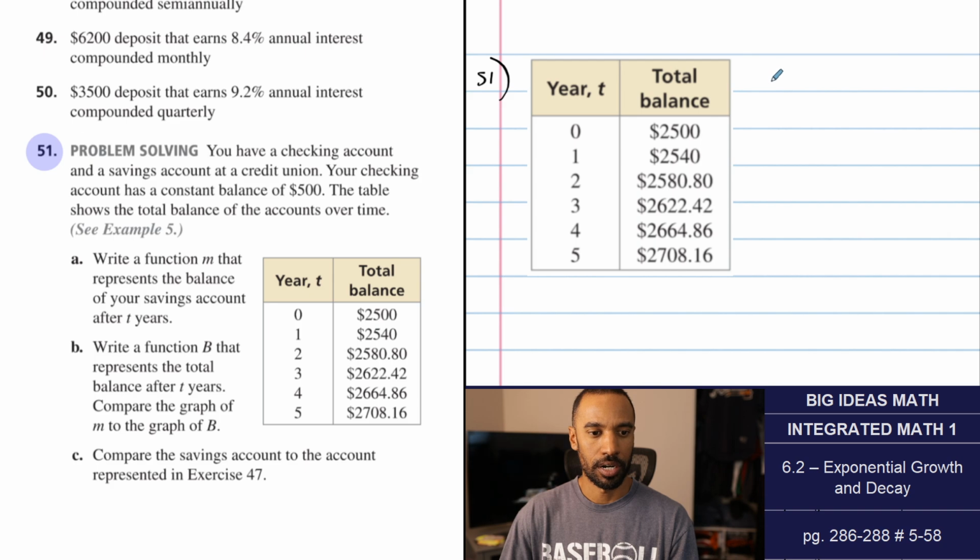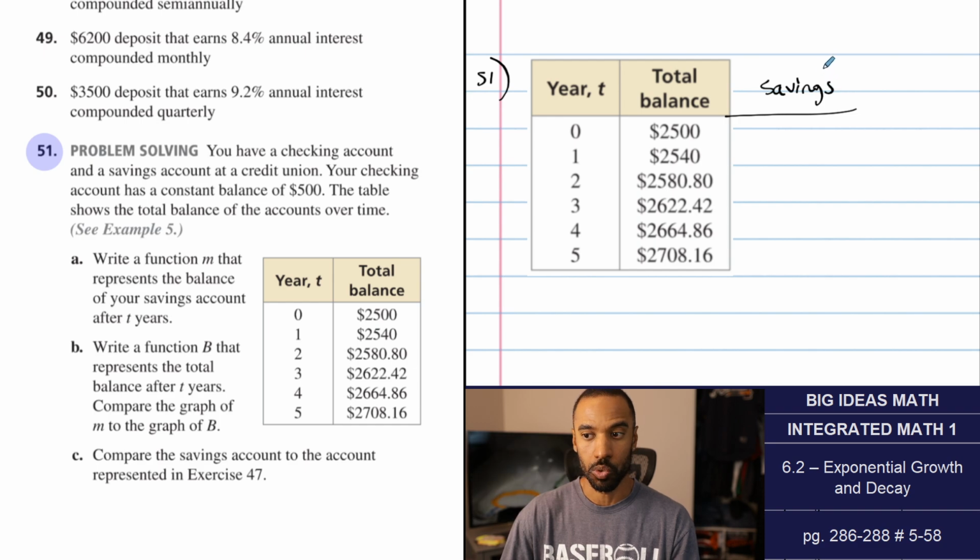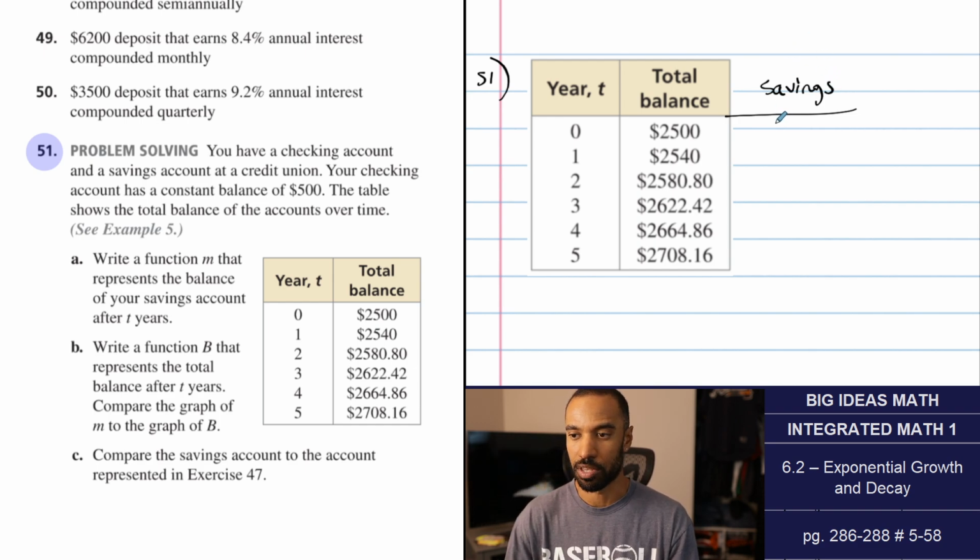So your savings balance will be 500 less than any of these numbers here, which is the ones we need for our other function of the savings account. So this is 2,000. This is 2,040.